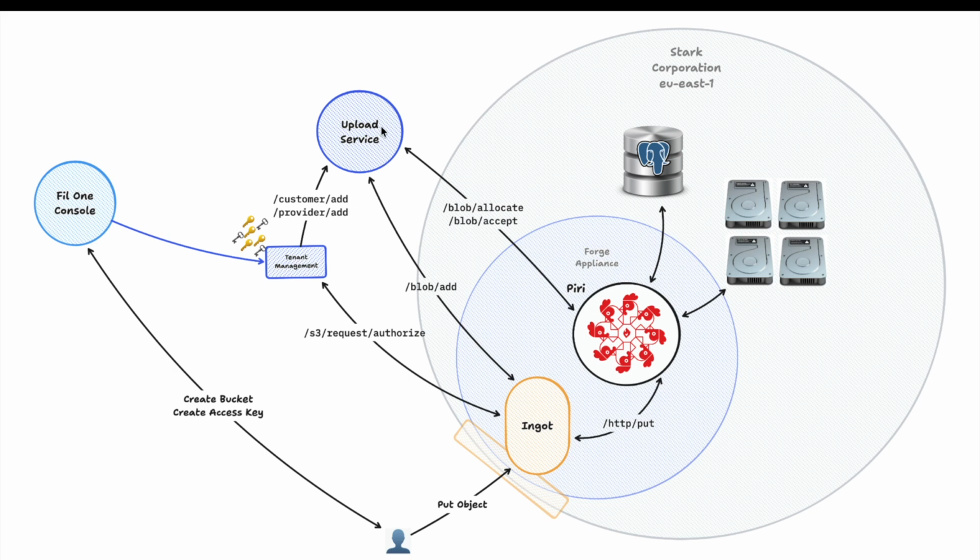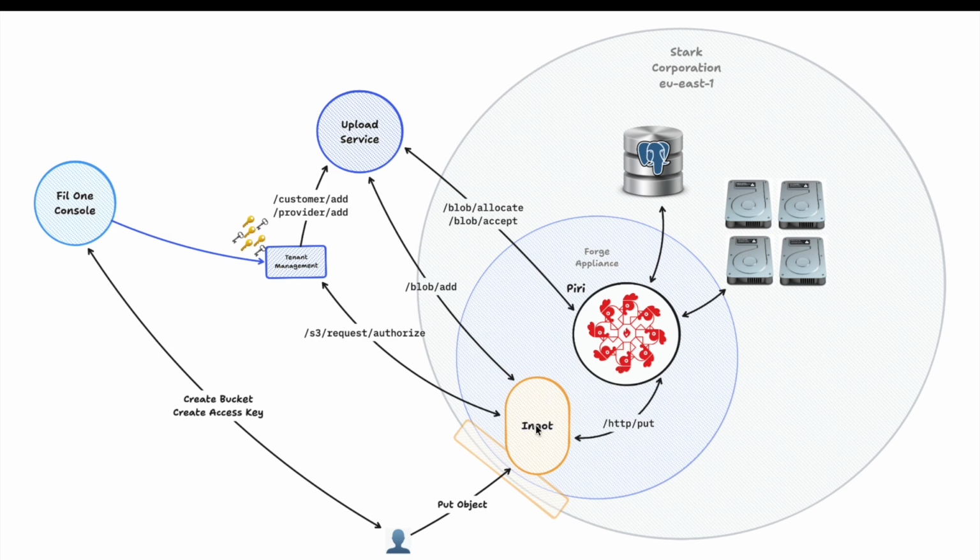And what the upload service does is it picks a particular storage node, it allocates some space on the storage node, and then Ingot will actually put that data onto the storage node, and then it'll send back a notification to the upload service that says, I've put the data. The upload service would then check with that node and say, hey, did you receive that data? Just making sure. So we call that accepting the data. And that's basically it.